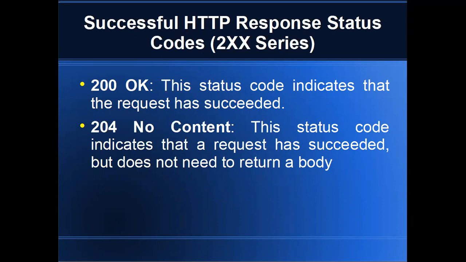So 200. What does that mean? The status code indicates that the request has succeeded and you would get a response. Don't worry about it. And 204, no content. That means the request has succeeded, but you're not going to get a response, because it does not need to return a body. Your request has been accepted. Got it? Is that clear?